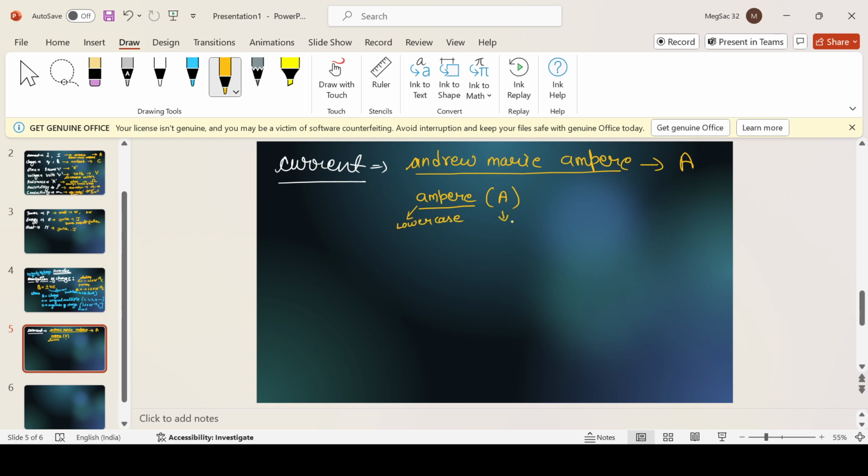So whenever you are writing the name of the scientist, it should start with lower case, and the symbol name is from the uppercase. Okay, sir. ठीक है, हाँ चल.